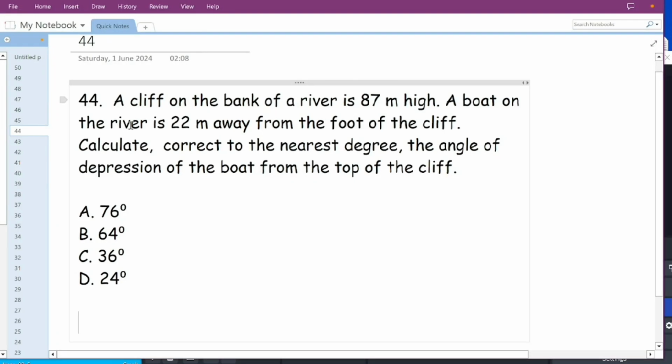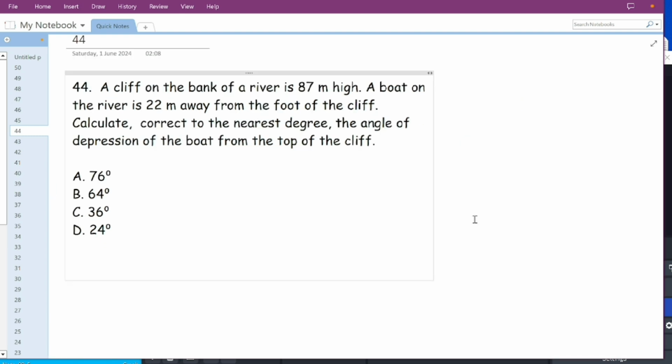Question 44. A cliff on the bank of a river is 87 meters high. A boat on the river is 22 meters away from the foot of the cliff. Calculate correct to the nearest degree the angle of depression of the boat from the top of the cliff.